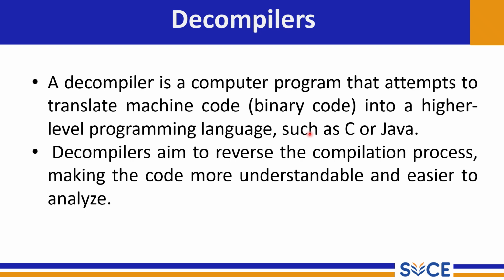And second one, high level language output. The output of a decompiler is typically a high level programming language that a programmer can understand and potentially recompile. And third one, limitations. Due to the optimizations and other transformations performed during compilation, decompilers often produce code that is not identical to the original source code. So this can include things like obfuscation or removal of comments and changes to the variable names.